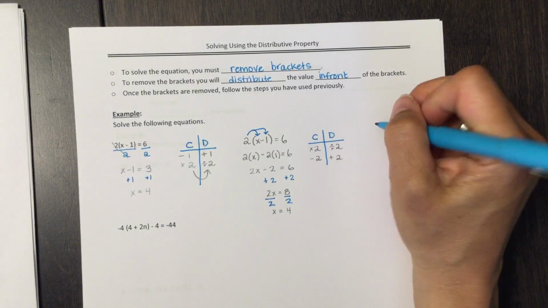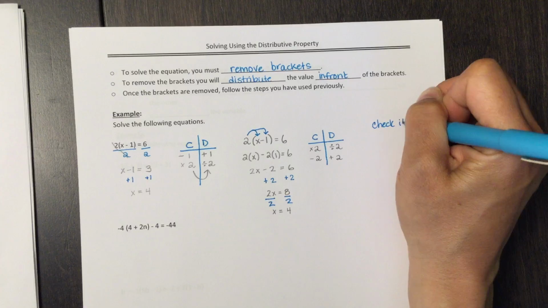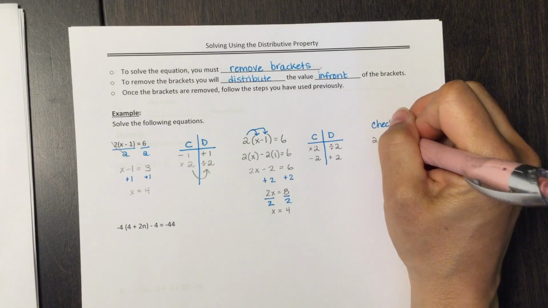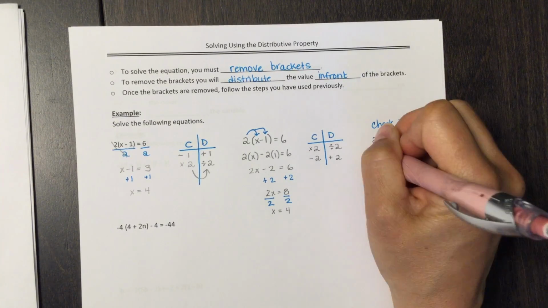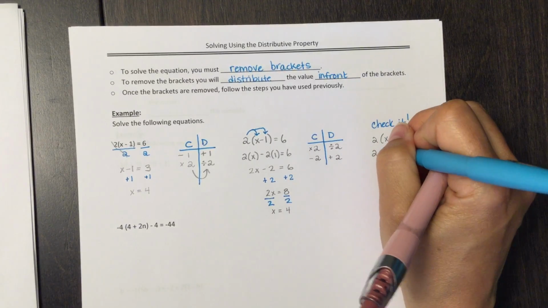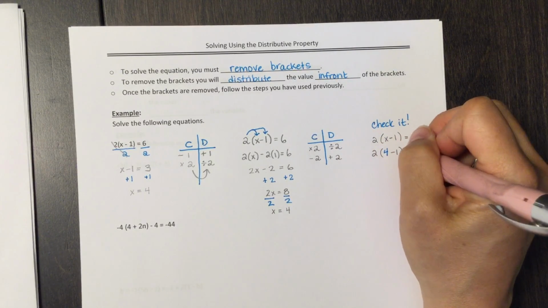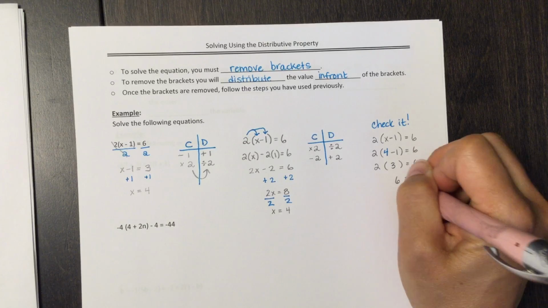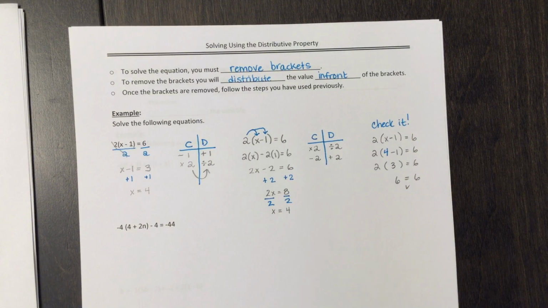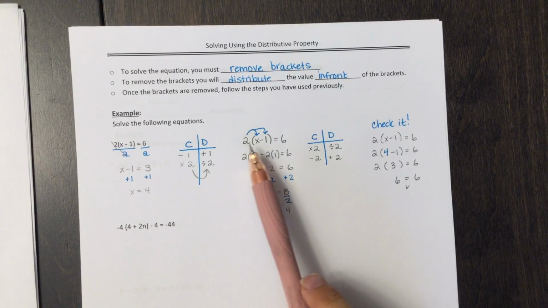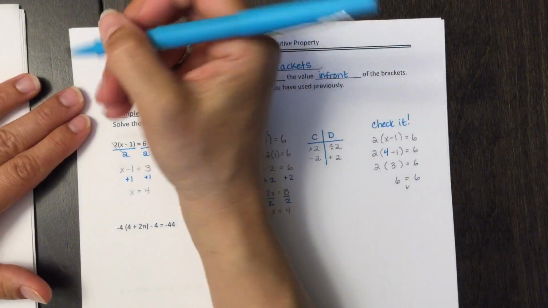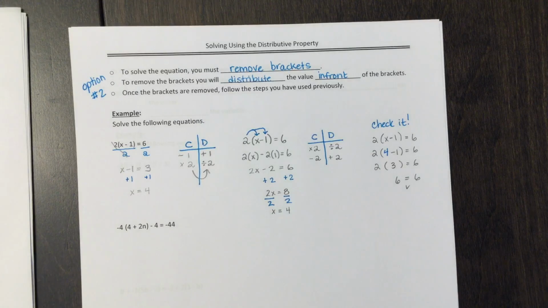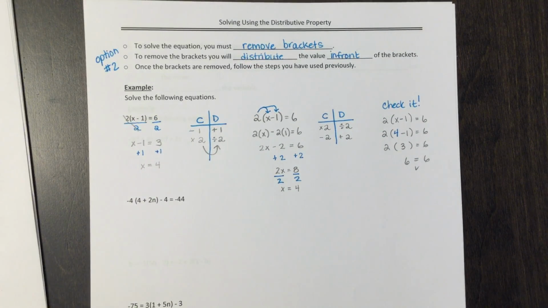Okay, so now let's check it and make sure we have the right answer. We take our original equation, which was 2 brackets x minus 1 equals 6, then 2 brackets 4 minus 1 equals 6, 2 brackets 3 equals 6, 6 equals 6. Hey-o! So you got it right. You can decide if you want to use the distributive property or not. We'll call this option number 2. It's totally up to you. Let's try out the next one.